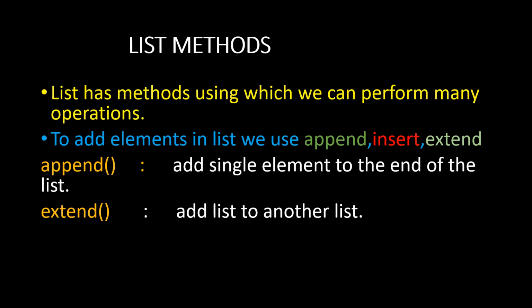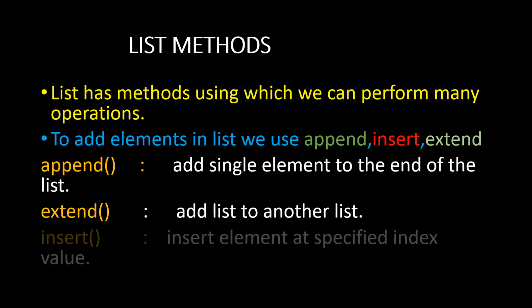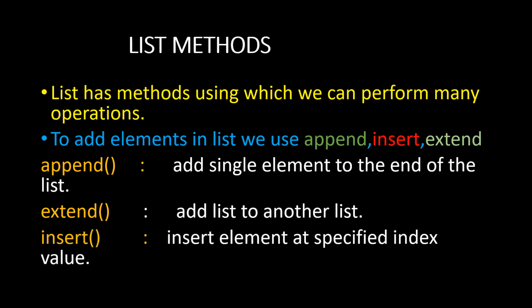Then I have extend method. Using extend method, we can add a list to another list. This means I have one list, say list 1, and I have another list, say list 2. So in list 2, I have elements say 1, 2, 3. And with these elements, I want other elements that are present in list 1 also. So in this situation, we will use extend method. And then we have insert method. Using insert method, we can add the element at a specified index.